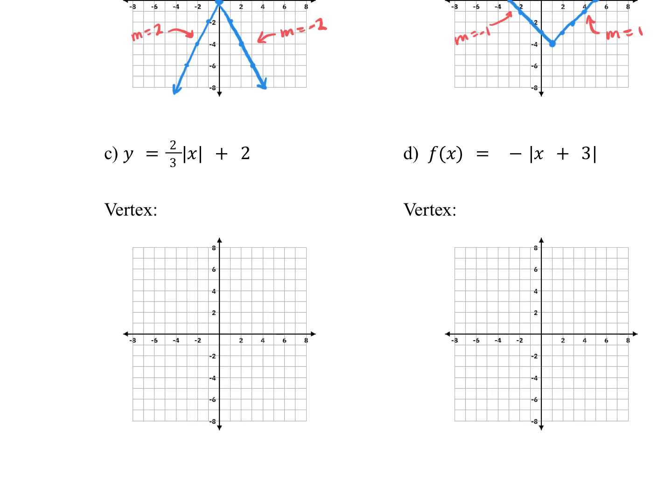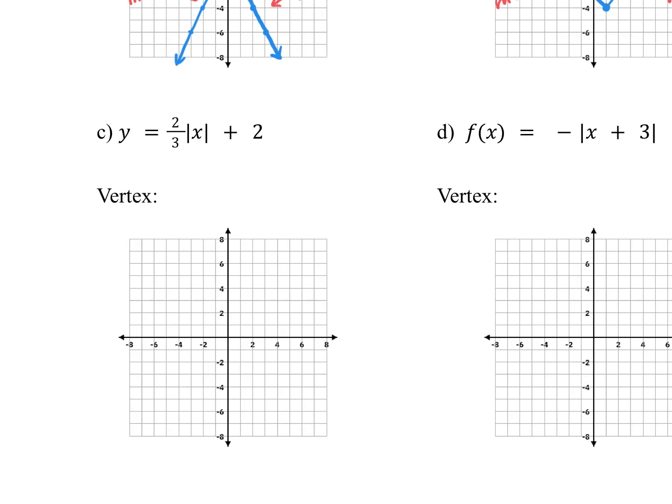All right, let's try this next one together. So here, I don't see anything added or subtracted to x, so that means my h value is 0, but I can see that this plus 2 is added on the outside, which will be the y value of my vertex. So 0, 2. And my a value, we can see, is 2 over 3. So from my vertex, I go up 2, right 3, up 2, right 3, and I'll do the opposite going to the left. Up 2, left 3, up 2, left 3. So again, the slope to the right of my vertex is 2 over 3. The slope to the left of my vertex is negative 2 over 3.